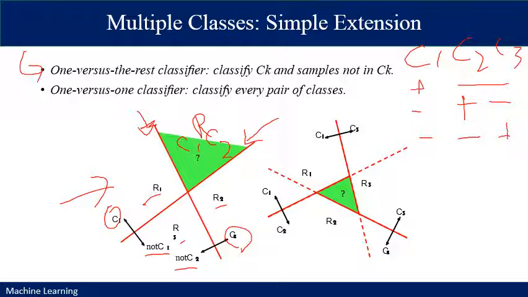An alternate is to use a one versus the one classifier. That means classify every pair of the classes. That means use a different classifier for each class. So each point is then classified according to the majority vote amongst the discriminant functions. However, this too runs into the problem of ambiguous region as illustrated in this figure.